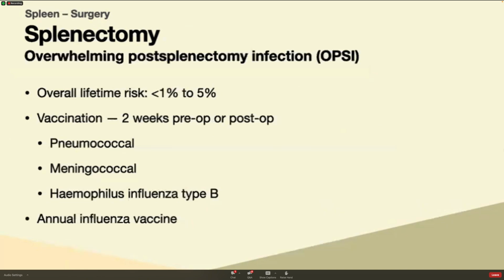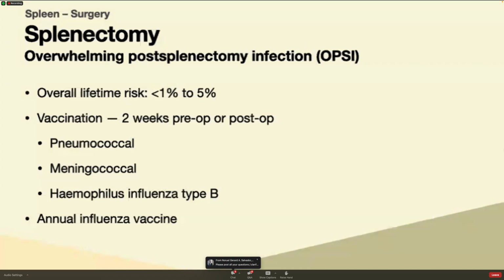Then for my last slide, I just want to show the needed vaccinations for patients who undergo splenectomy. This is to avoid overwhelming post-splenectomy infection, which has an overall lifetime risk of less than 1% to 5%.